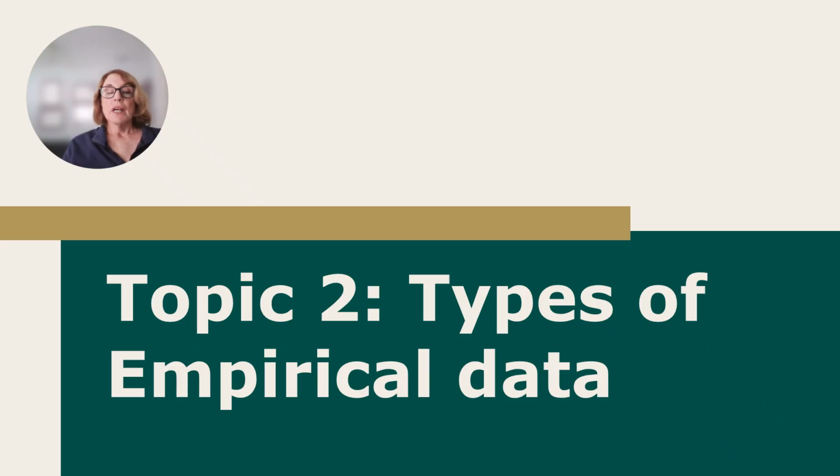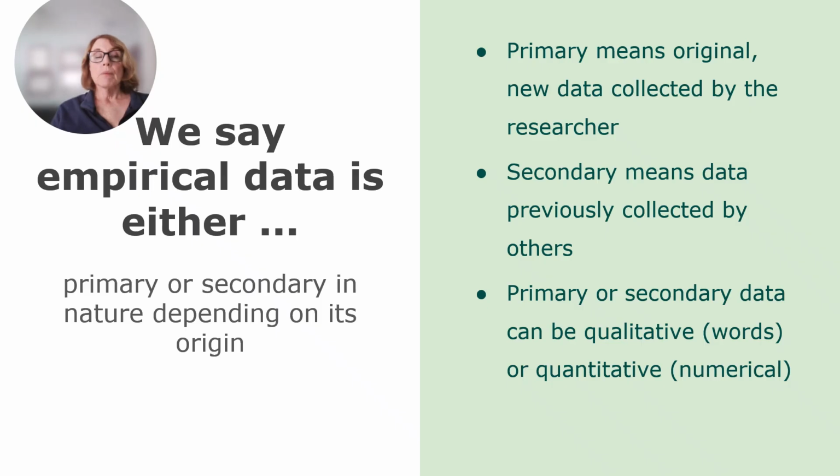So first off, the types of empirical data. Primary or secondary. We say empirical data is either primary or secondary in nature, depending on its origin. Primary means it's original new data collected by the researcher. This means that the researcher has developed a data collection protocol, or perhaps a data collection instrument such as a survey that they will deploy and collect data for purposes of answering their unique research question in their unique study.